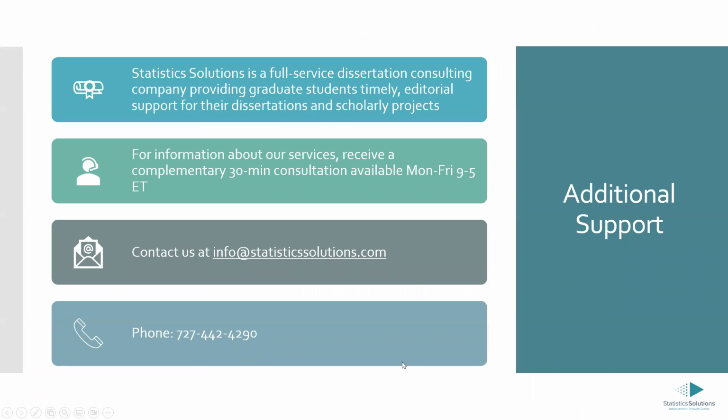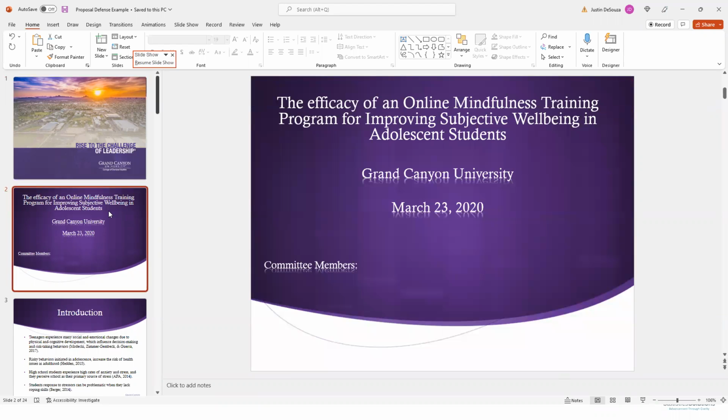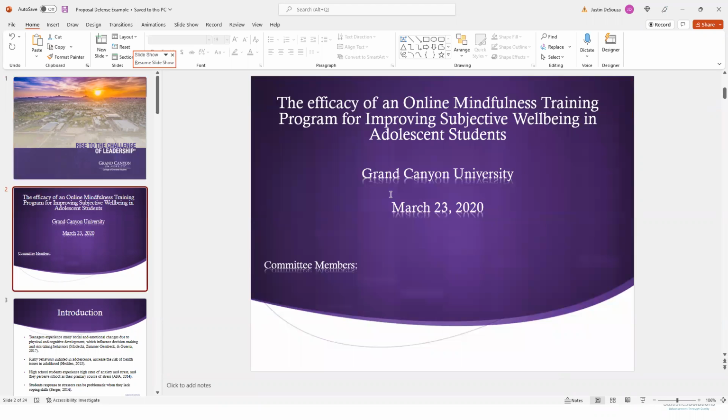Okay, so I do have a couple examples here. First, I'll show a proposal defense. This is from GCU. It's a client I worked with in the past. So they have a template that they want you to follow. I think it's actually the background template and everything. They provide this. So you'll want to check about what template in PowerPoint they want you to use.